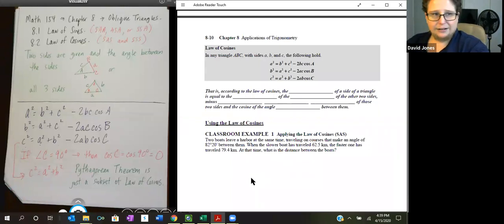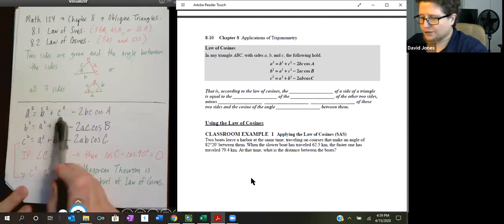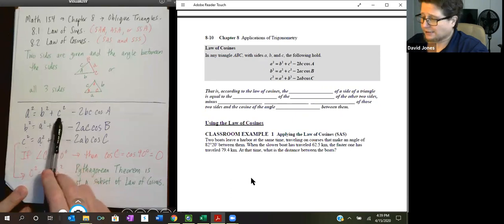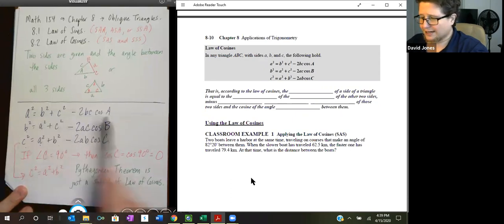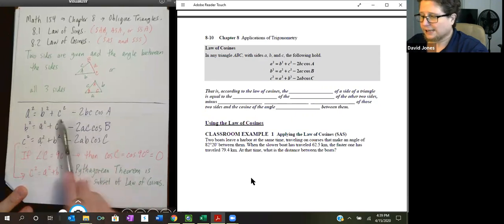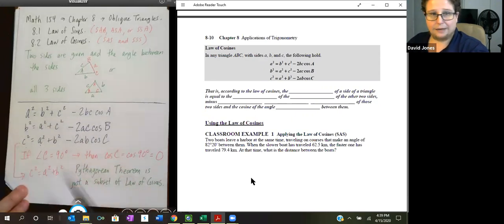And you just have to memorize them. Whatever side you got squared, you add the other two squares of the other two sides. And then you've got this thing going on here. Just remember the two sides you're multiplying are the sides that are squared on this side. And then you're going to do the cosine and the angle on the opposite side.